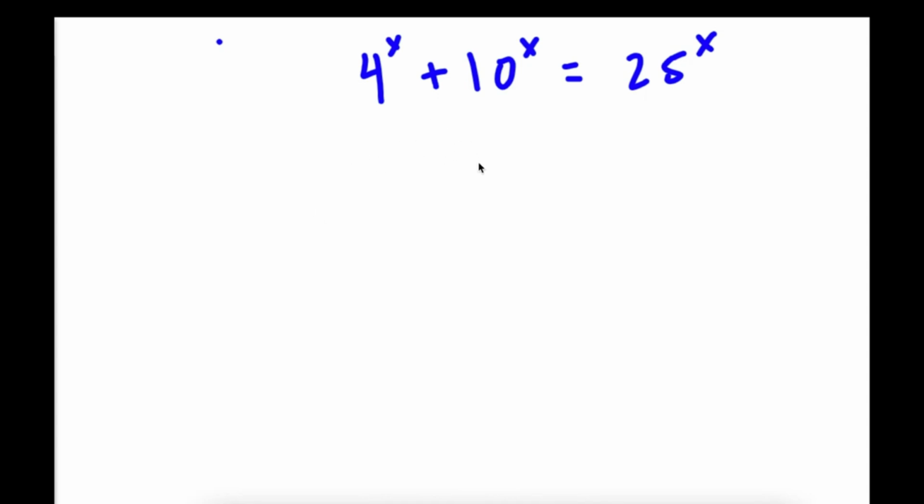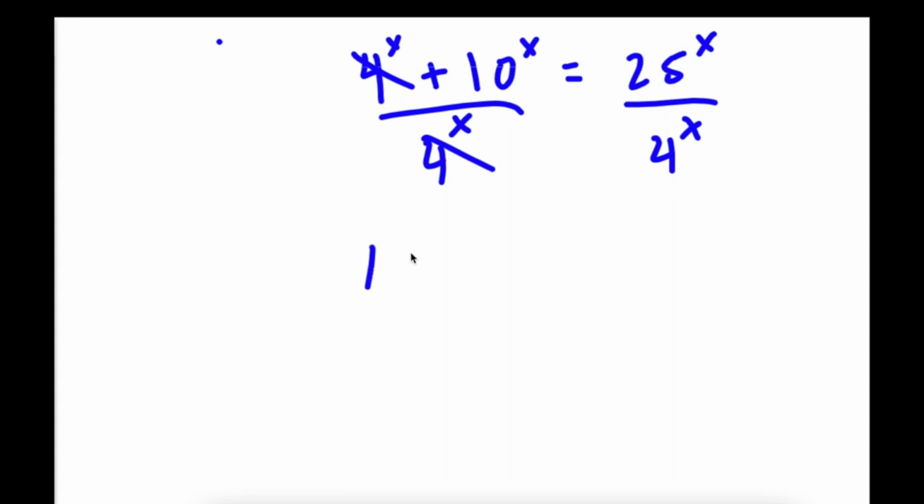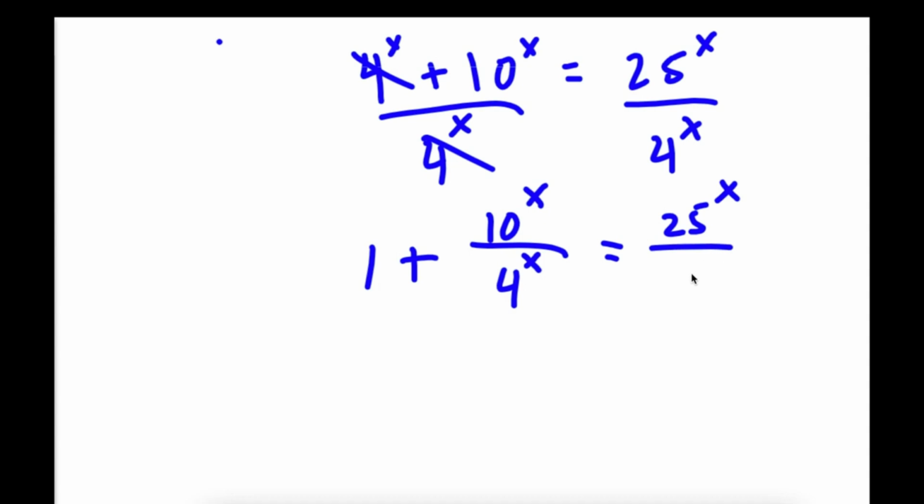So we have 4 to the power of x plus 10 to the power of x is equal to 25 to the power of x. Now what I'm first going to do is divide both sides by 4 to the power of x. So first off, these two cancel out. So I have 1 plus 10 to the power of x over 4 to the power of x is equal to 25 to the power of x over 4 to the power of x.